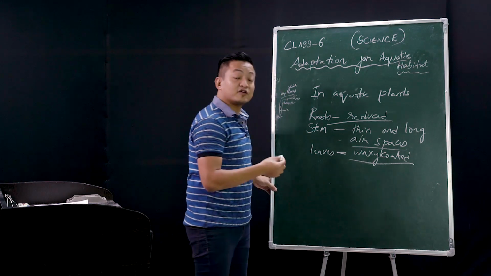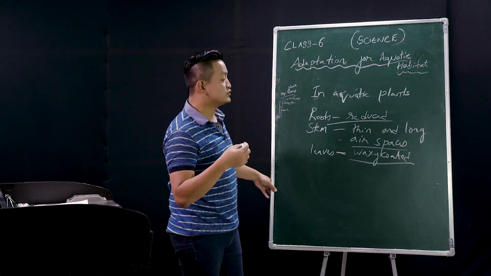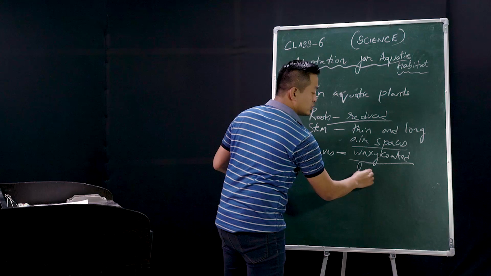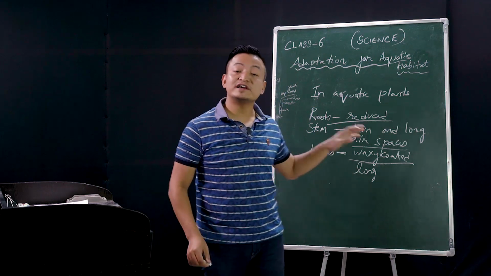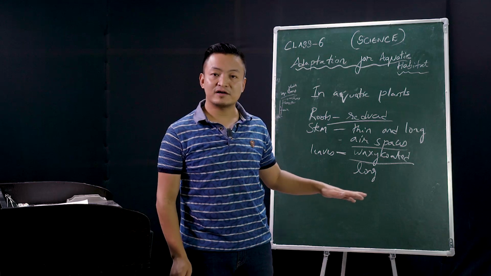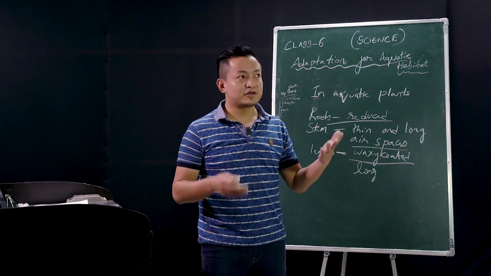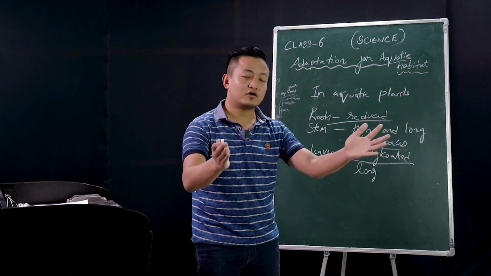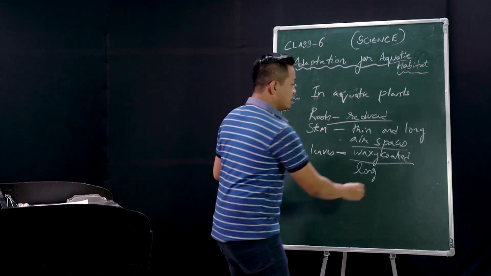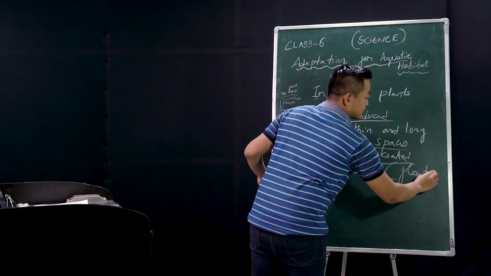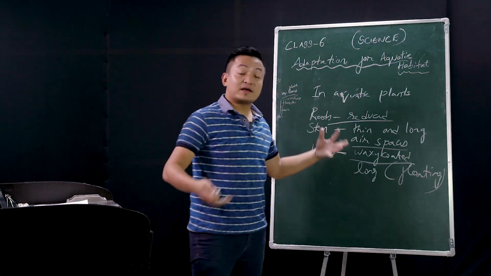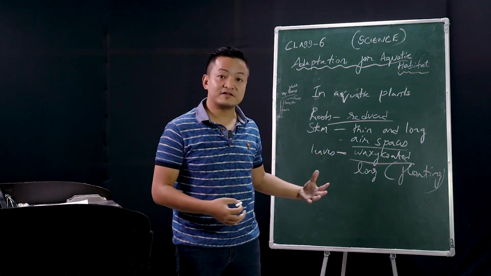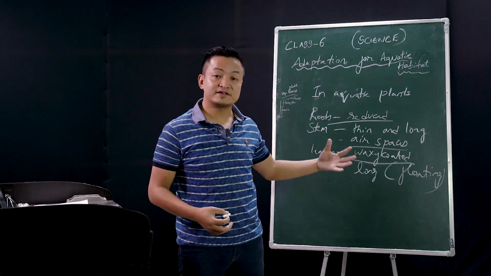Another property you can find in the leaves of aquatic plants is that they are very long. Clear? Why are they very long? Because it helps them in floating. I'm sure you have observed this, you are familiar with the water lily. The leaves are very long because it helps them float. So these are also some adaptations they have made for survival inside the water. Clear?